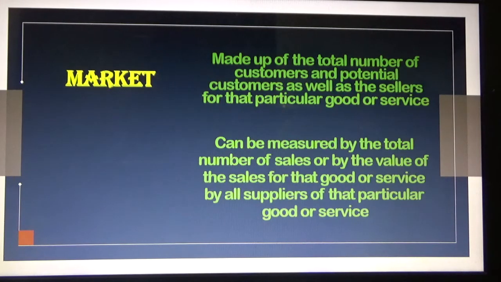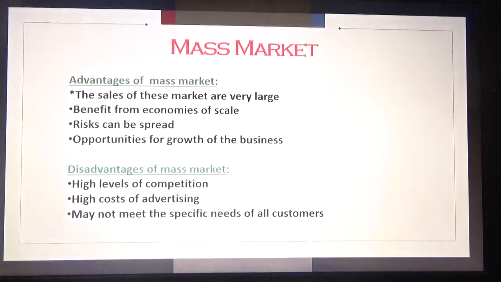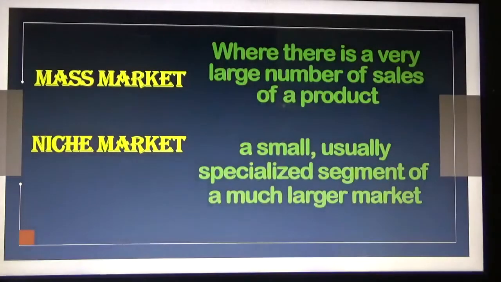These can be either mass market or niche market. Mass market is where there is a very large number of sales of a product, while niche market is a small, usually specialized segment of a much larger market.